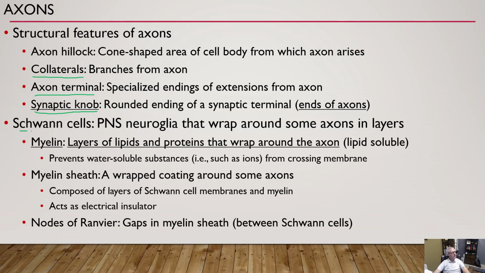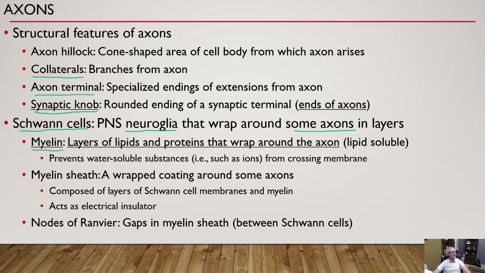All right, Schwann cells. Now, we'll talk about later on the difference between central nervous system and peripheral nervous system, but Schwann cells are very specific to the peripheral nervous system. They're part of that neuroglia. Remember that neuroglia is the supporting structure. So Schwann cells are part of the neuroglia of the peripheral nervous system that wraps around some of the axon. And they produce this thing called myelin.